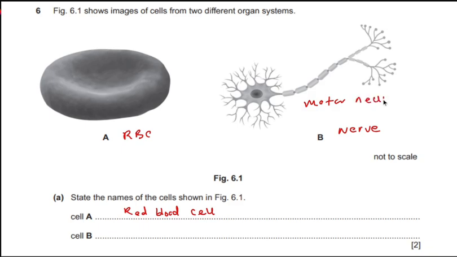So you need to be very careful when it comes to this one here. You need to specify. So it is a motor neuron. So that is how I'm supposed to answer that one. So let's see the next question.